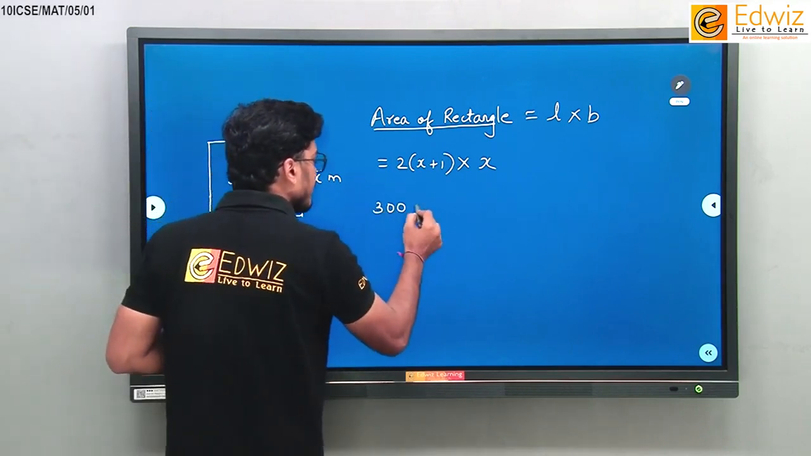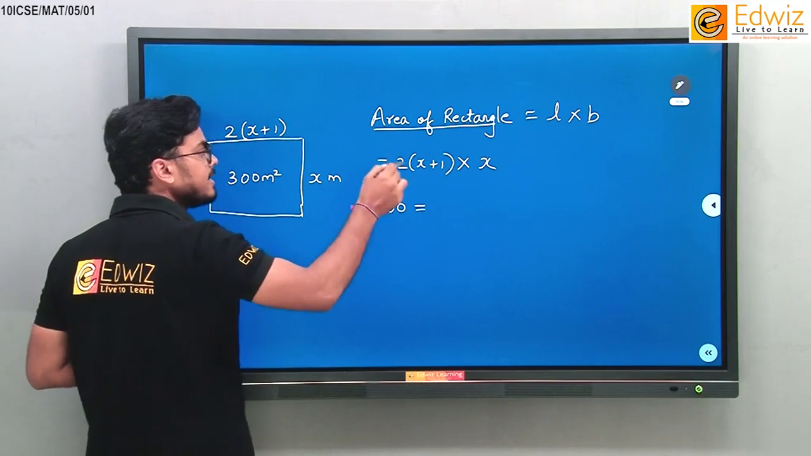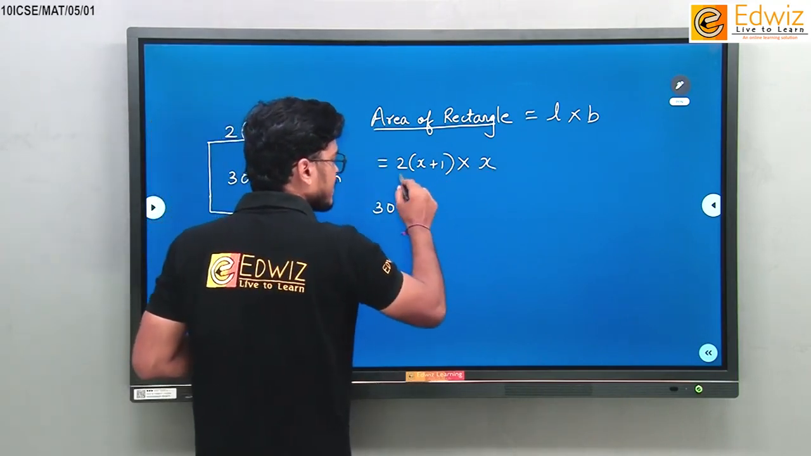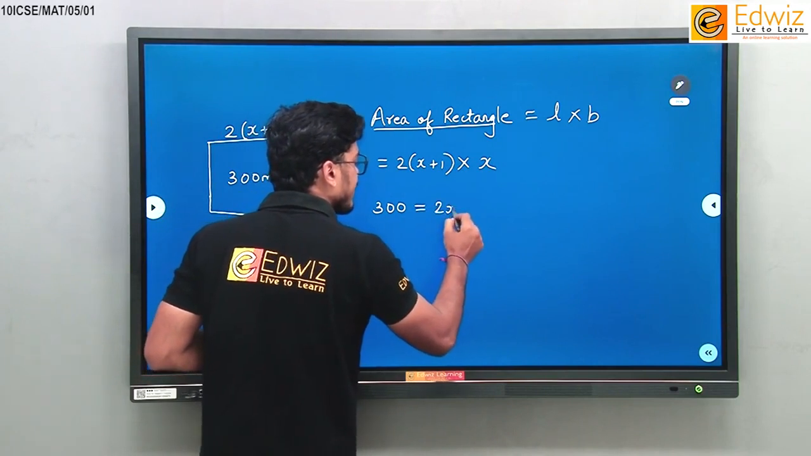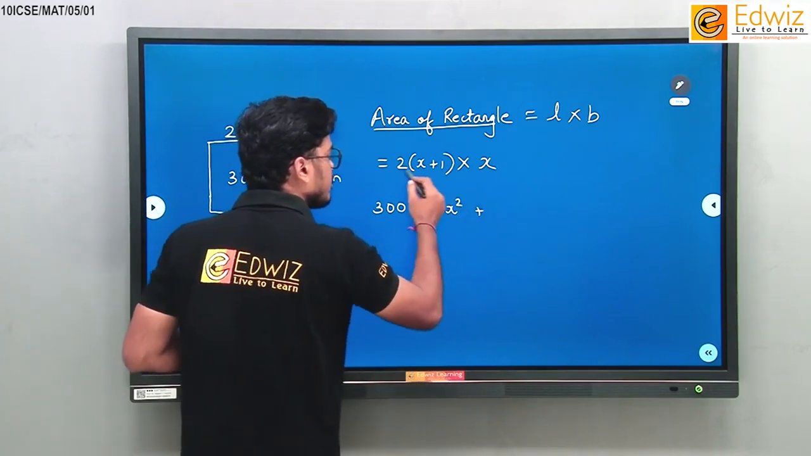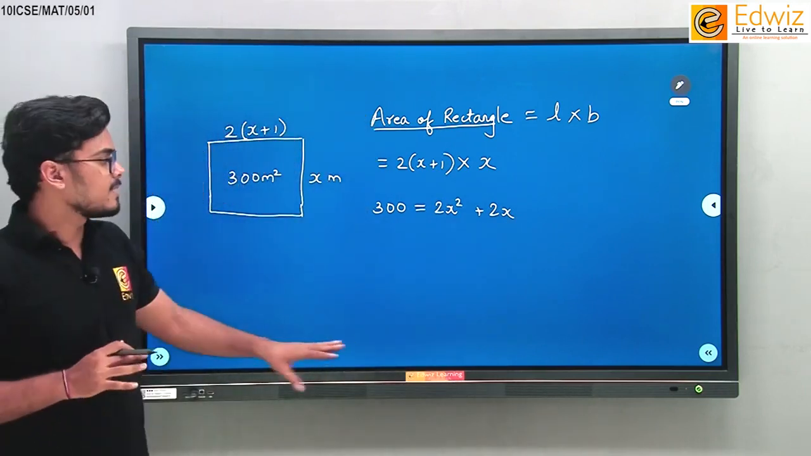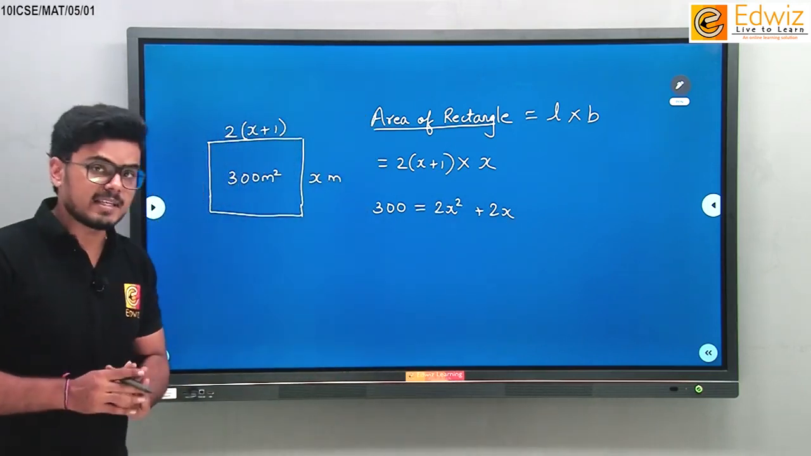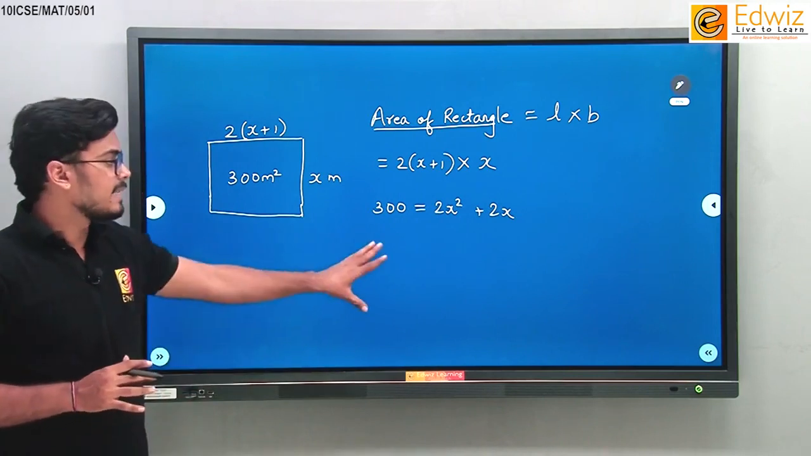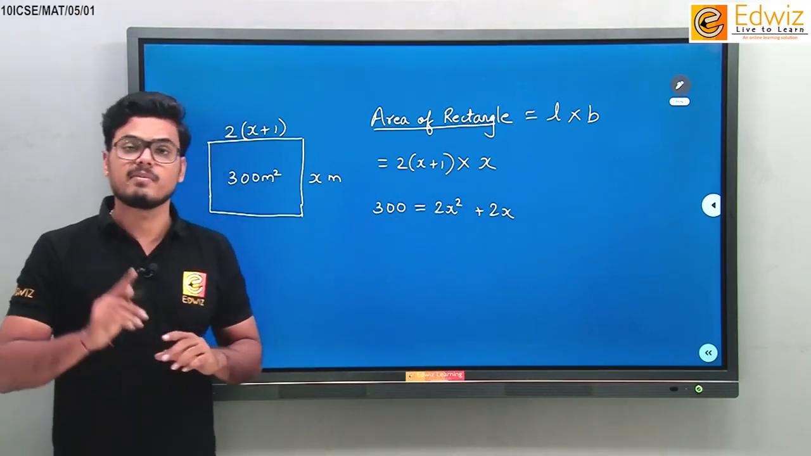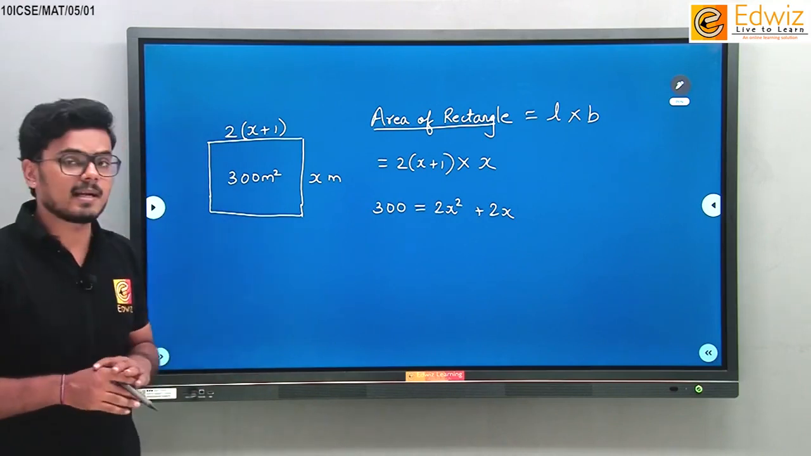So 300 should be equal to length multiplied by breadth. So x into 2, 2x, 2x into x becomes 2x square, plus 2x into 1 becomes 2x. So this is the equation, a quadratic equation. It is a quadratic equation because you can see the highest degree, the highest power of the variable, is 2, correct?